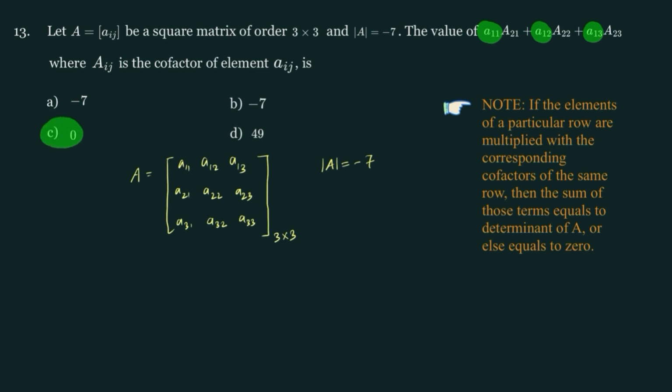If the question had asked to find the value of a11 times the cofactor of the same element a11, plus a12 times the cofactor of a12, plus a13 times the cofactor of a13, then this sum would be equal to the determinant of A according to the note. But here the elements of the first row are getting multiplied with the cofactors of the second row and added, and whenever this kind of situation occurs, the sum is always 0. So this was a very important note for this question.